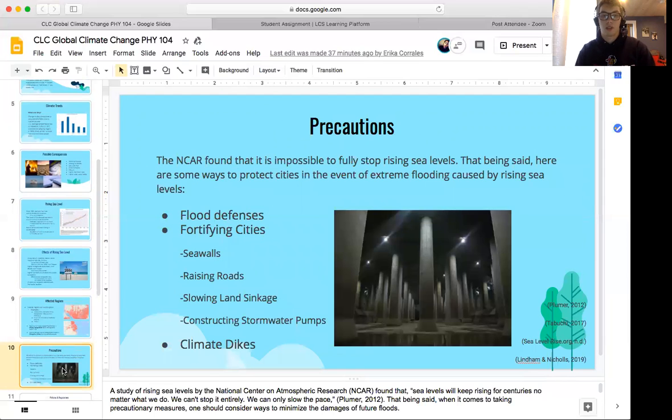What are some precautions we could take? The NCAR found that it is impossible to fully stop rising sea levels. With that being said, here are some ways that we could protect cities in the event of extreme flooding. So flood defenses, that means fortifying cities with seawalls, raising up the roads, slowing land seepage, and constructing stormwater pumps. And we could also do climate dikes.